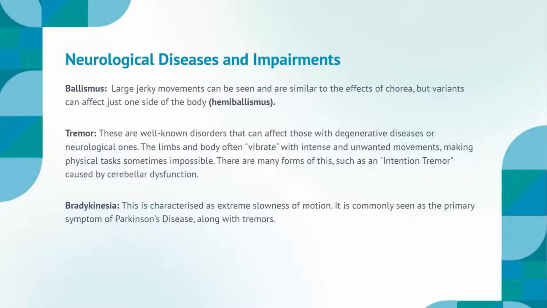Tremor, these are well-known disorders that can affect those with degenerative diseases or neurological ones. The limbs and body often vibrate with intense and unwanted movements, making physical tasks sometimes impossible. There are many forms of this, such as an intention tremor caused by cerebellar dysfunction. Bradykinesia, this is characterized as extreme slowness of motion. It is commonly seen as the primary symptom of Parkinson's disease, along with tremors.